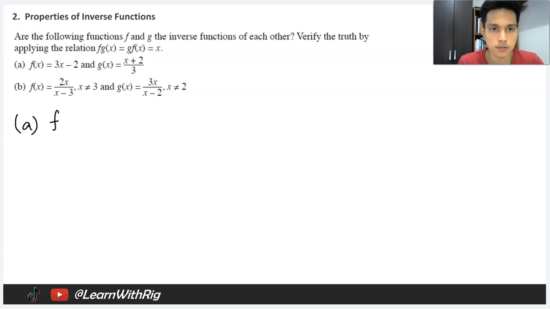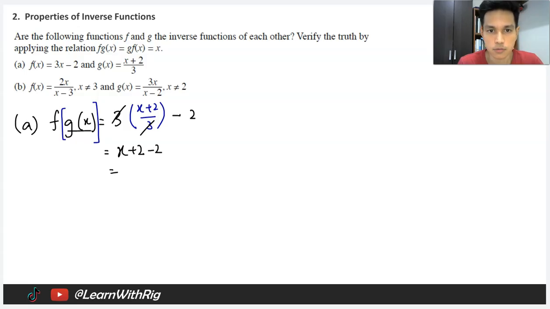Let's find f(g(x)) first. You're going to substitute g(x) as the object for f. So you get 3x minus 2. Now instead of using x, you're going to substitute g(x), so (x plus 2) over 3. That's how you're actually substituting g(x). So what do you get? The 3 and 3 you can cut. So x plus 2 minus 2 equals x. Alright, so this first condition is fulfilled.